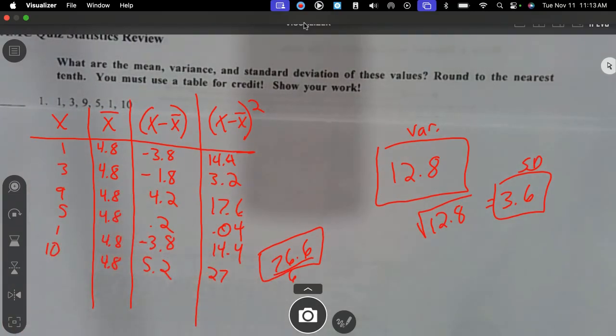That's why it's the same for all of them. I just put that same answer. How do you get 12.8? If it's 12.76, you round: the 6 rounds the 7 to an 8. Subtract, square, add.